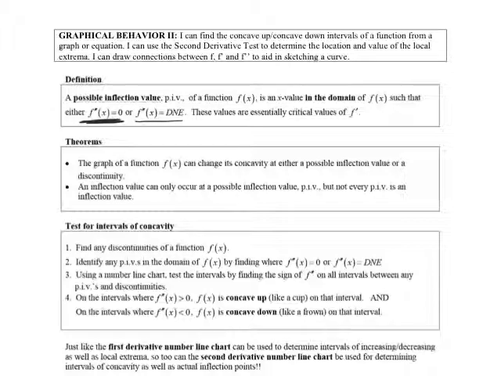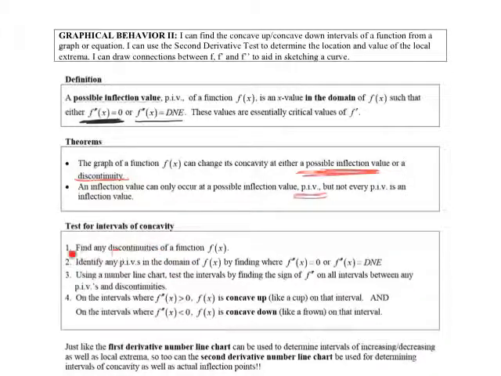When we're labeling concavity, concavity can change either at one of these PIVs, possible inflection values, or at a discontinuity. We saw that in the last drawing. We had concavity change at a discontinuity. Not every possible inflection value indicates a point of inflection. Sometimes we find these possible inflection values and they just don't change the concavity, kind of like critical values didn't necessarily change the increasing, decreasing behavior.